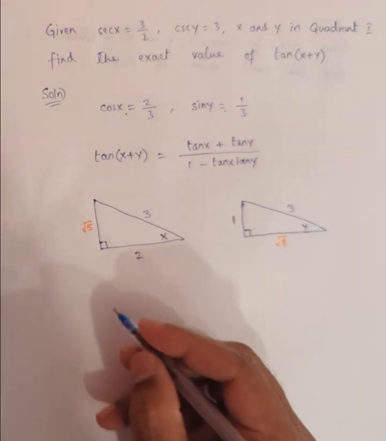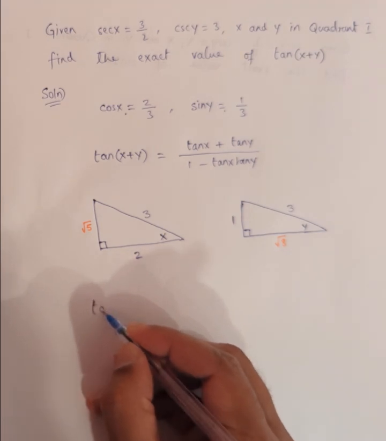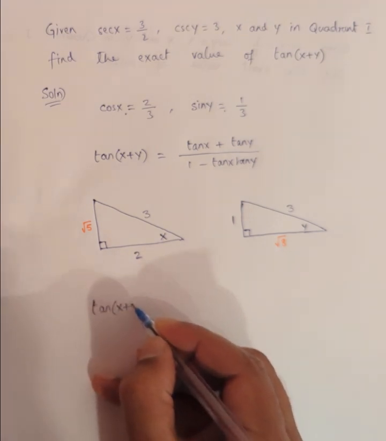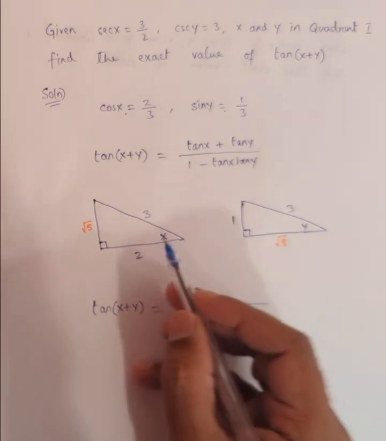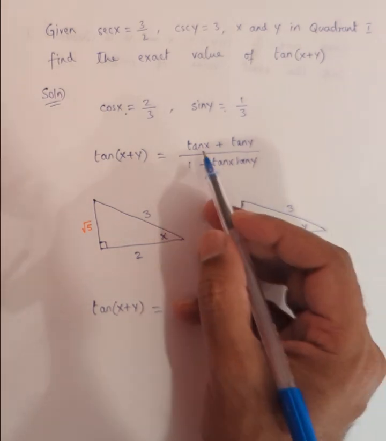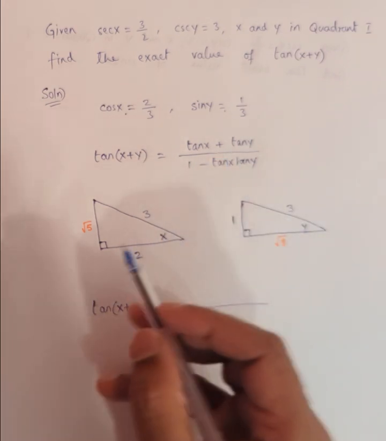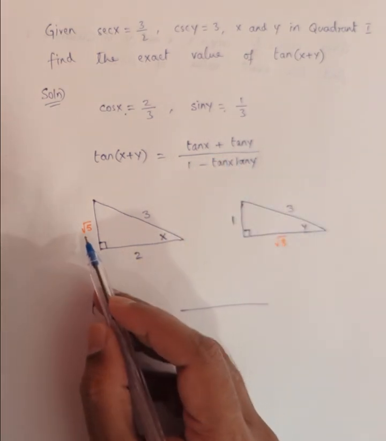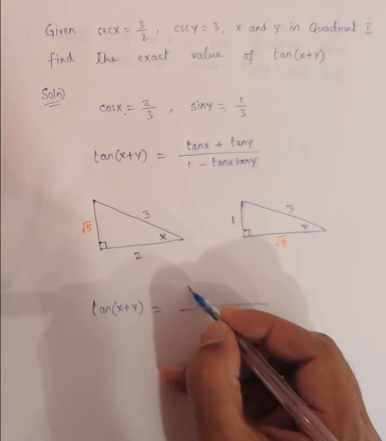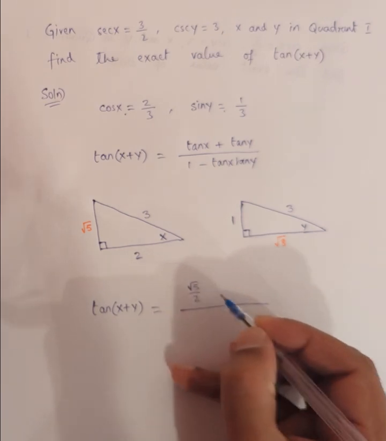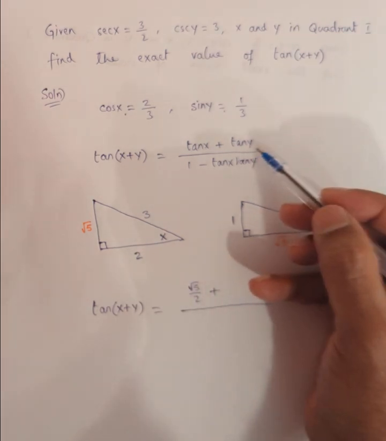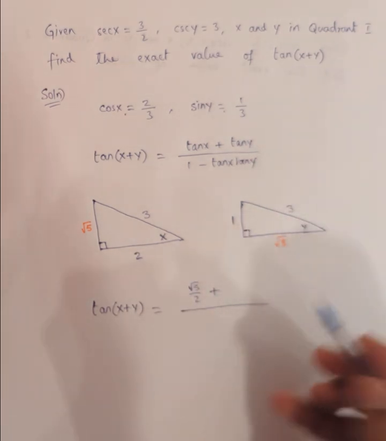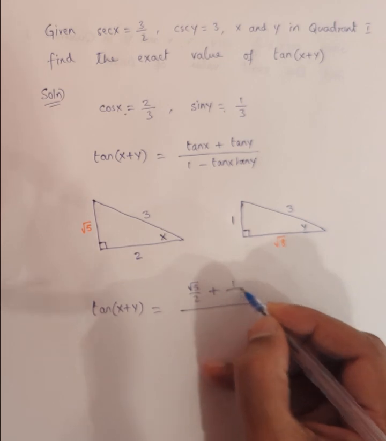So now we are in a position to figure out tan of x plus y, because now we can get all the trig functions for both angles x and y. So what is tan x? Tan is opposite over adjacent. So opposite is square root 5 over adjacent 2. And for tan y, I have to come here and I get 1 over square root of 8.